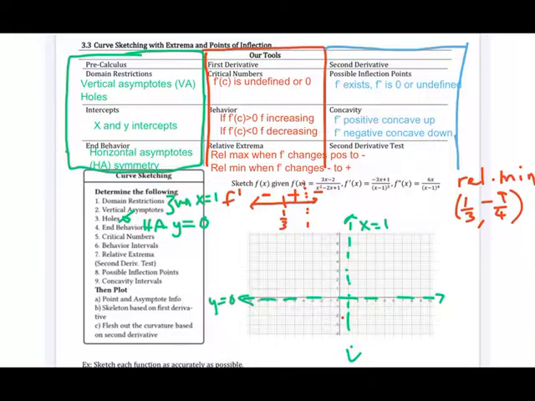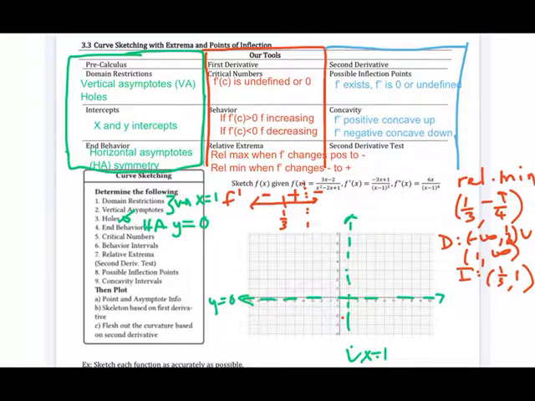I can also tell from this f prime chart that we are decreasing from negative infinity to 1/3 and from 1 to infinity, and that this function is increasing from 1/3 to 1. And that's going to help me when I'm sketching the graph. That's going to help me identify what should be happening with the slope of my original function, because that is the first derivative, the slope of that function.